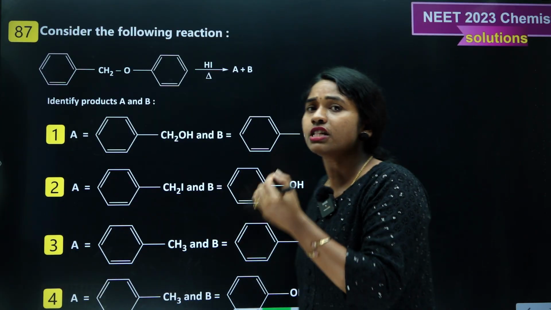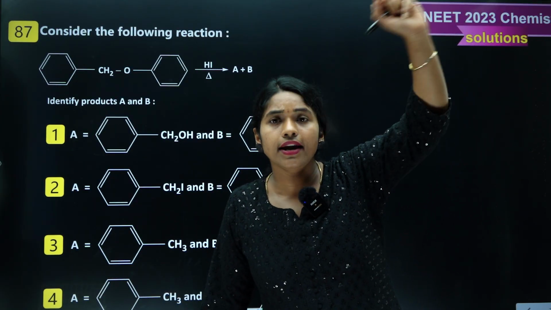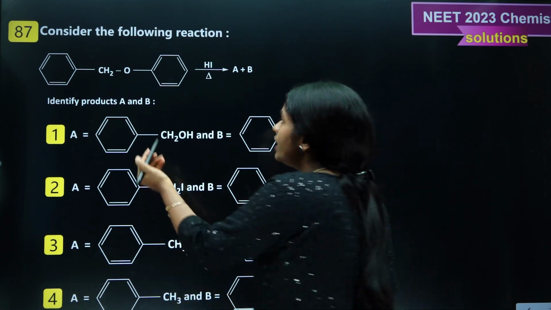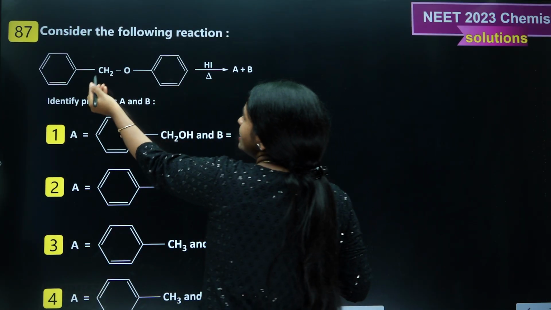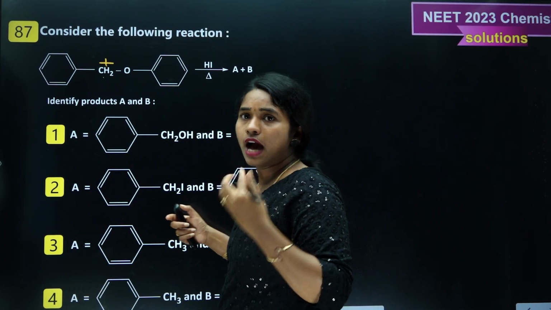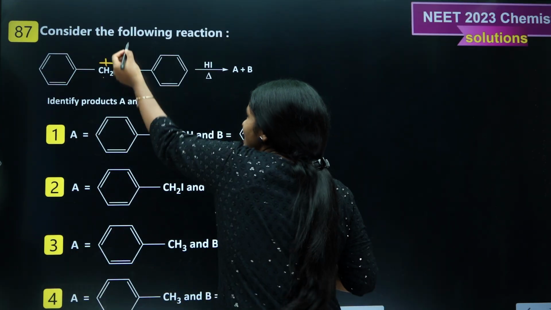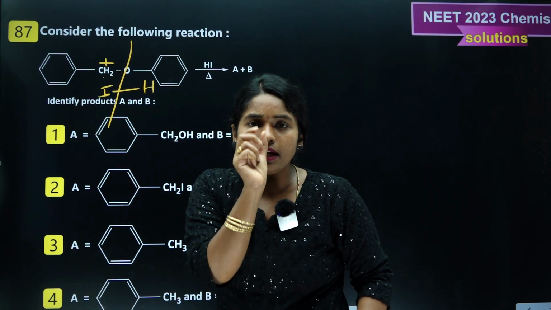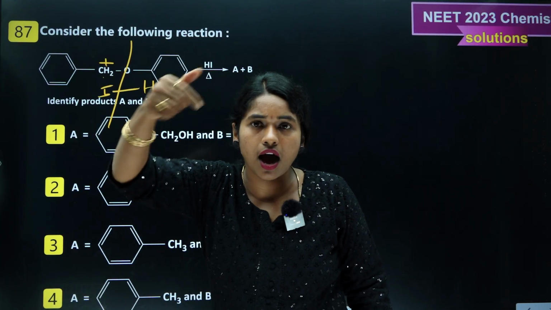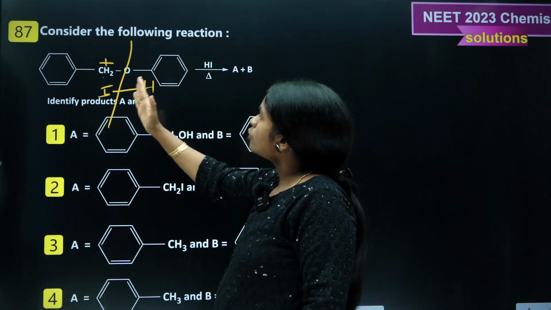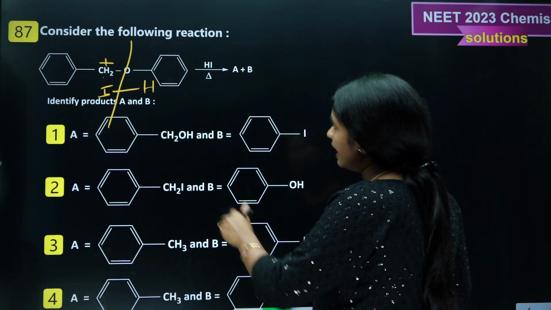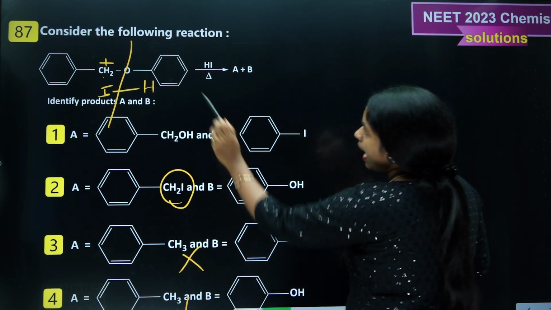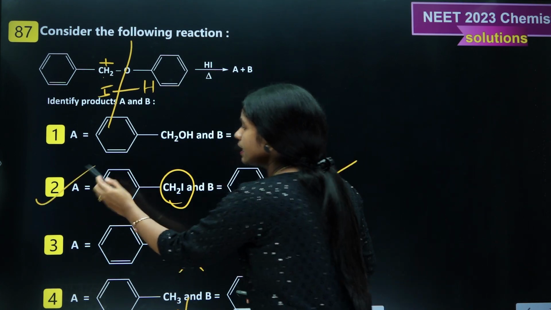Next question. Consider the following reaction. We have to add HI. When we add HI, what happens here? It is an ether reaction with HI. Which is more stable of these two? This side forms a benzyl carbocation, which is more stable. The iodine will attack there and H comes to this side. The nucleophile goes and attacks the carbon which is more stable. So iodine comes and attacks here, and on this side hydrogen. Option 2 is the correct answer.